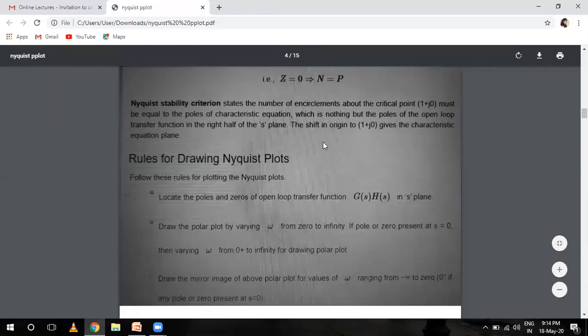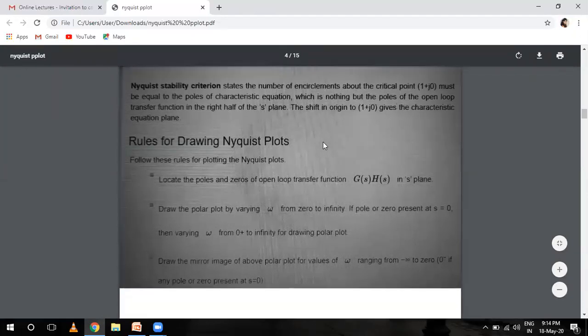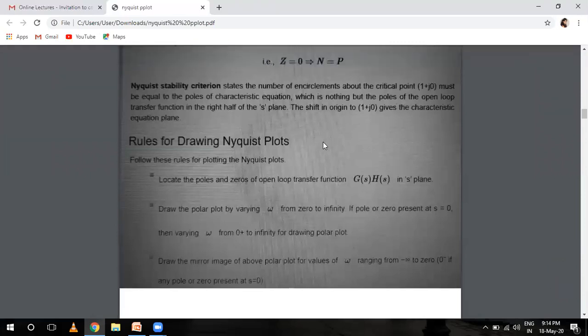Now, what are the rules for drawing the Nyquist plot? And in this video, we will also discuss the gain margin and phase margin. The gain margin, phase margin, gain crossover and phase crossover frequencies will help in the Bode plot to find out the stability. Next topic is the Bode plot. So for that we also have to cover the gain margin and phase margin.